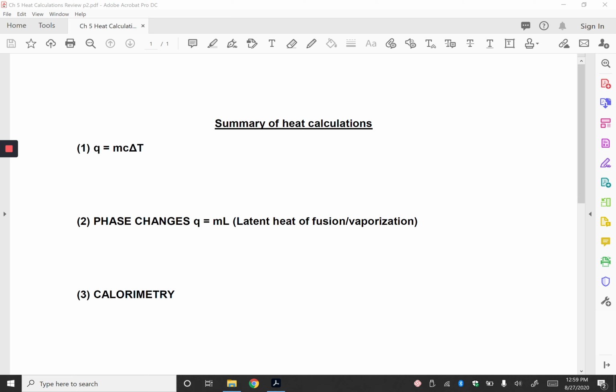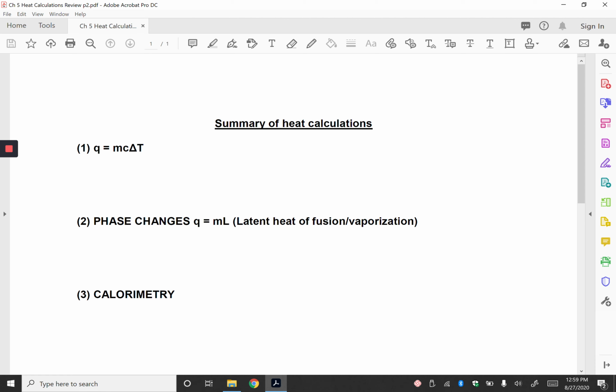Hello, my AP Chemers. I thought we would review Chapter 5, Thermochemistry, because there are so many different ways that you can calculate delta H or Q or heat, and so sometimes it can get a little bit confusing. So this is kind of like a summary of all the different types of calculations that we have had.